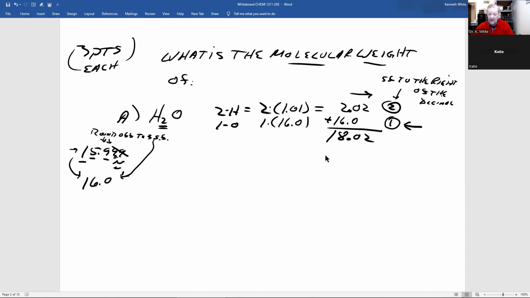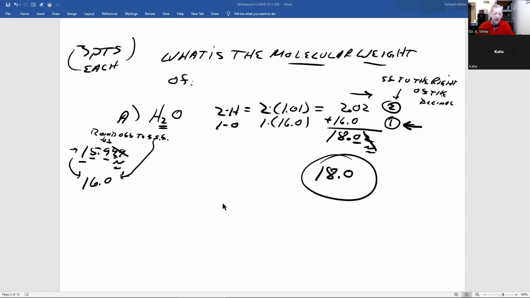All numbers are significant. Keep that. That's my one significant figure. Use this to round off. Is that 4 or less? Yes, I drop it. And the correct answer is 18.0. All right, let's do another one.